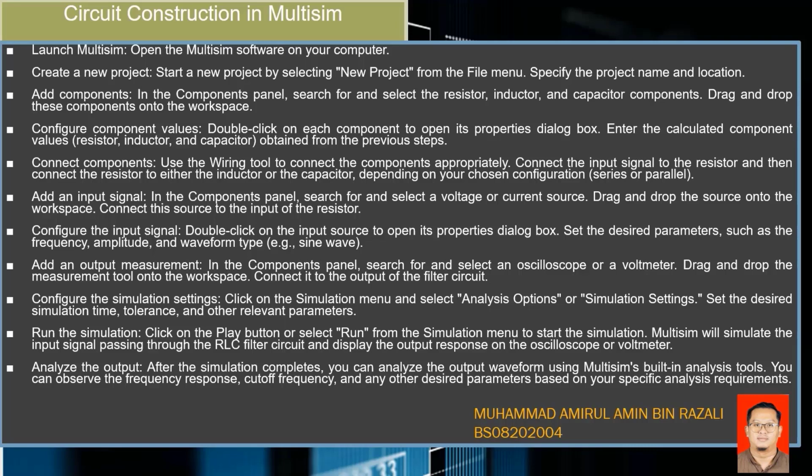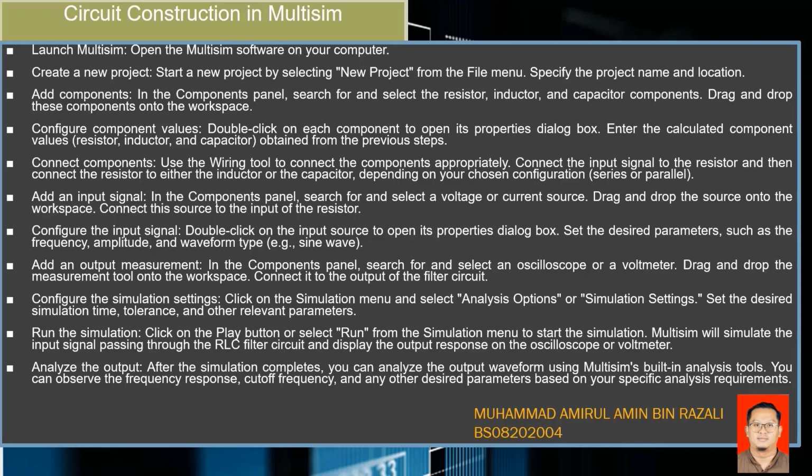Now let's add the necessary components to our circuit. In the component panel, we search for and select the resistor, inductor, and capacitor components. We can simply drag and drop these components into our workspace. Next, we need to configure the values for our components. Double-click on each component, open its property dialog box, and enter the calculated values obtained from our previous calculation. This step ensures that our circuit matches the desired specification.